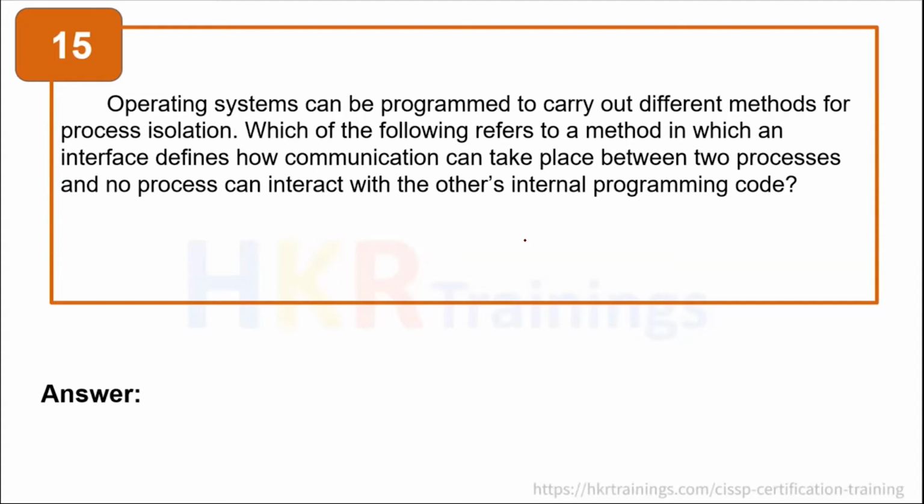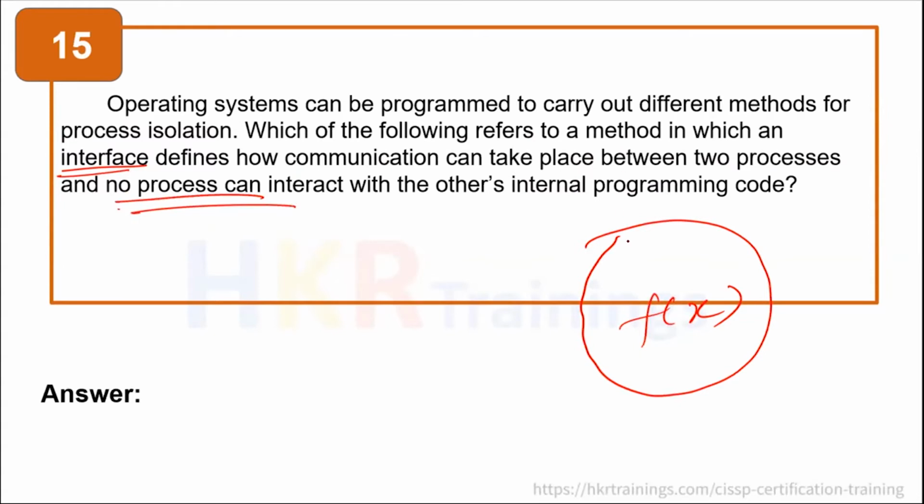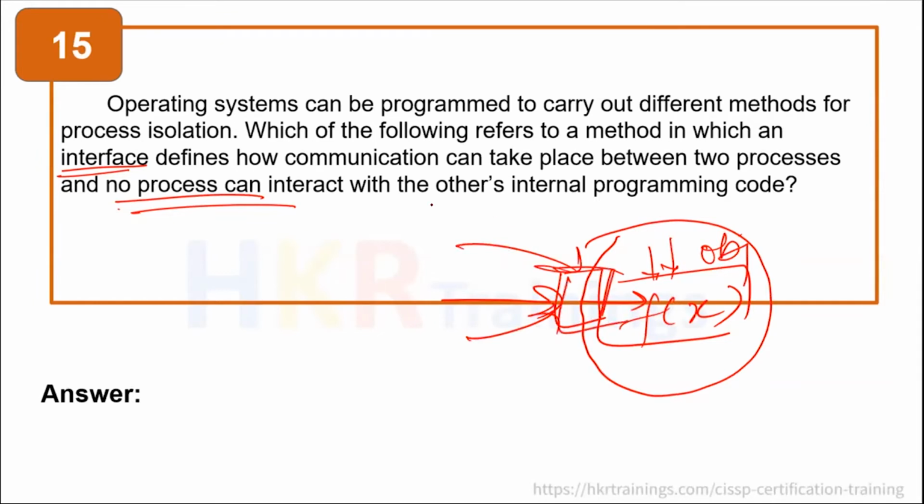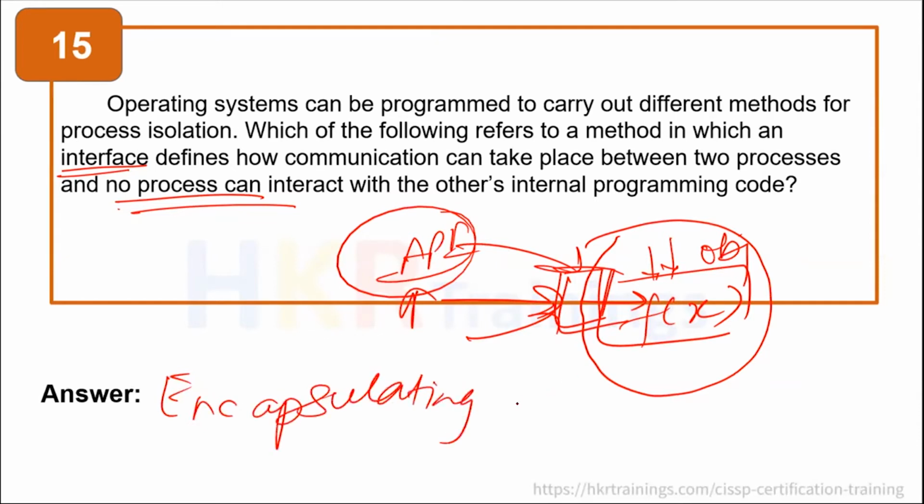So what is happening here is you are basically taking a function, there is an interface, and no process can interact with the others' internal programming. So no process is allowed to interact with this function directly. There'll be just one gate through which you can interact with this function. So we are basically encapsulating this function or object in this case on which a subject is performing actions through this interface. That may be an API or something else, that is application programming interface. So we are encapsulating the object in this case. Okay, that will be the correct option.